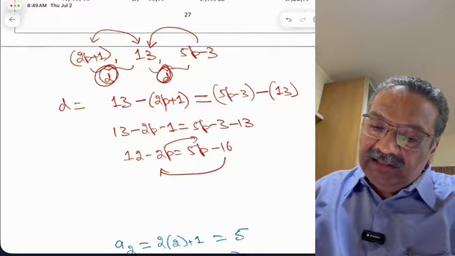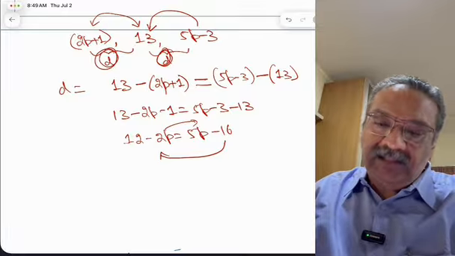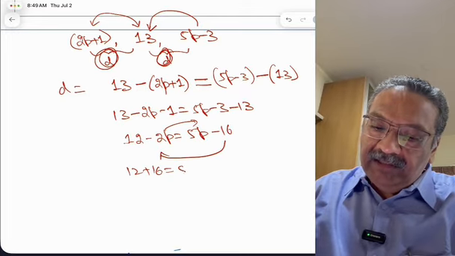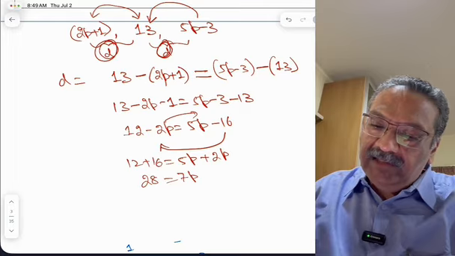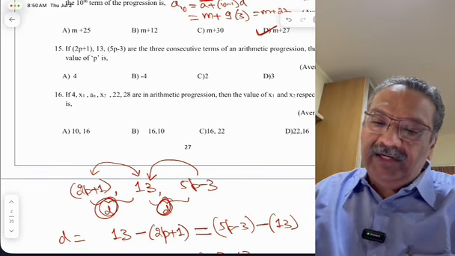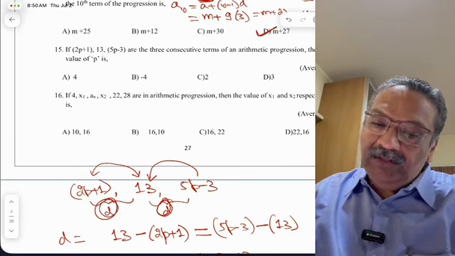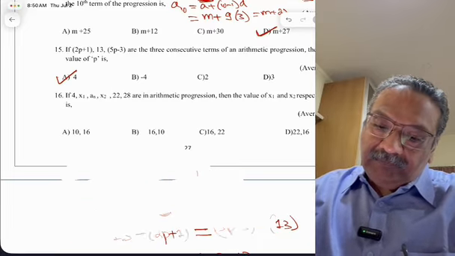So 12 plus 16 is equal to 5p plus 2p. So 6 plus 2, 28 is equal to 7p. p is equal to 28 by 7. 7 fours are 28. So p is equal to 4.